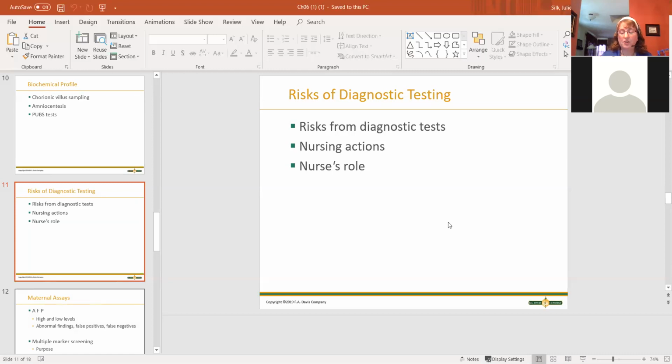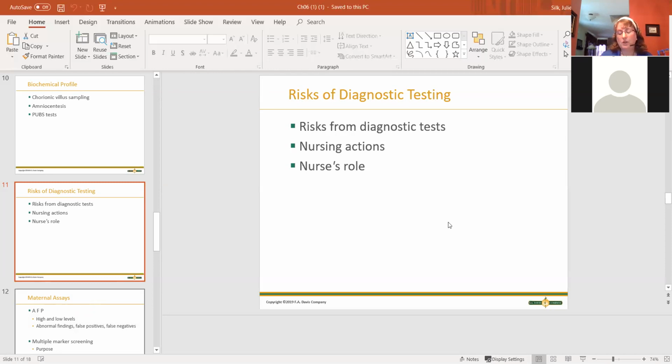So some of our actions during these tests: we want to make sure the patient's in the correct position for the test, because certain things you need to be laying a certain way, so you need to make sure they're in the right position. Assess the fetal and maternal well-being pre, during, and post-test. The fetal heart rate is assessed twice in 30 minutes during this. And then, of course, you're going to provide emotional support to the family and provide comfort measures.